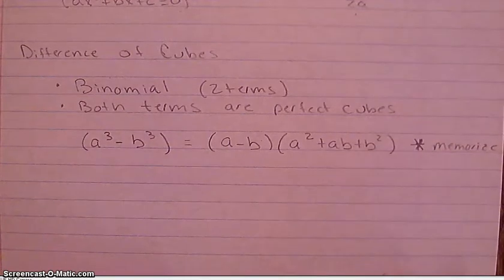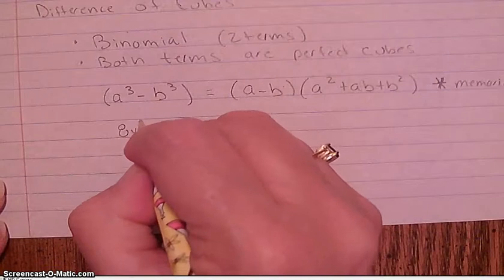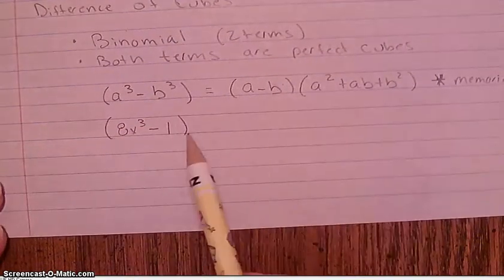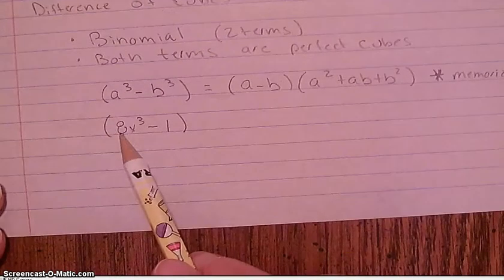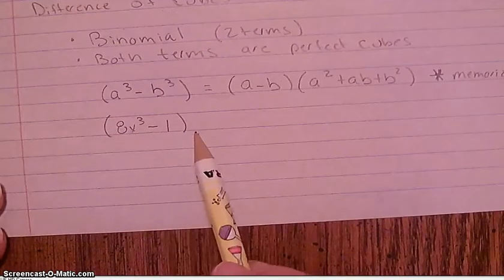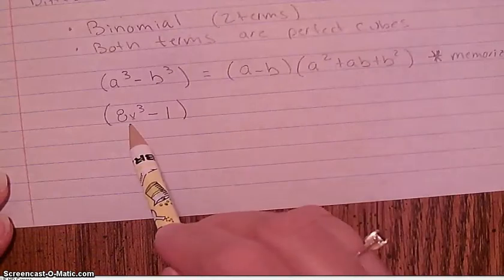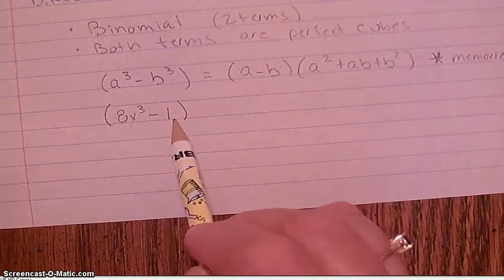So let's do an example. Let's say I had 8x cubed minus 1. Okay, so the first thing, we want to factor this. I have a difference, and you ask yourself, is a a perfect cube? Is b a perfect cube? Well, I showed you all earlier that 2 cubed was 8. This is a perfect cube, and 1 is always a perfect square or perfect cube.